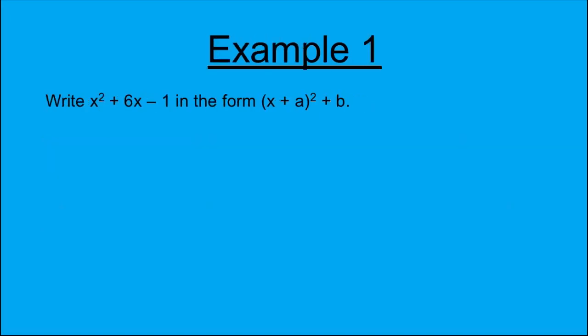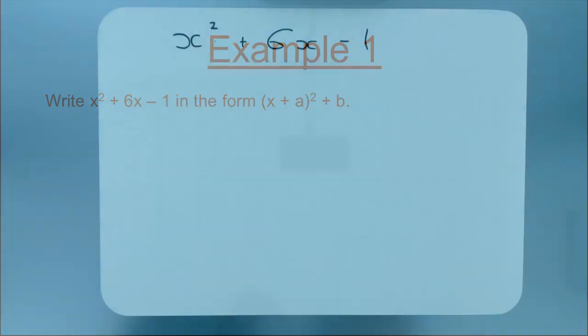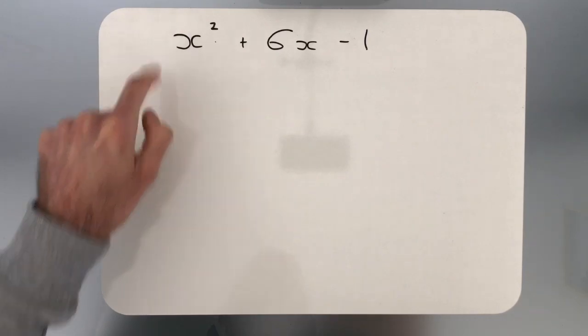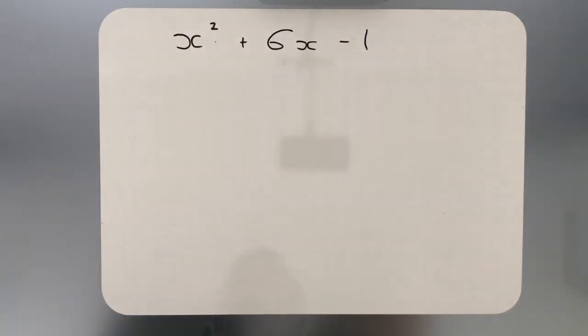Example 1. Write x squared, add 6x, subtract 1 in the form x add a all squared, add b. In example 1, we're asked to complete the square of the expression which we've been given on the board here. When we're completing the square, we always check that the number in front of the squared term, which we will refer to as the coefficient, is positive 1.